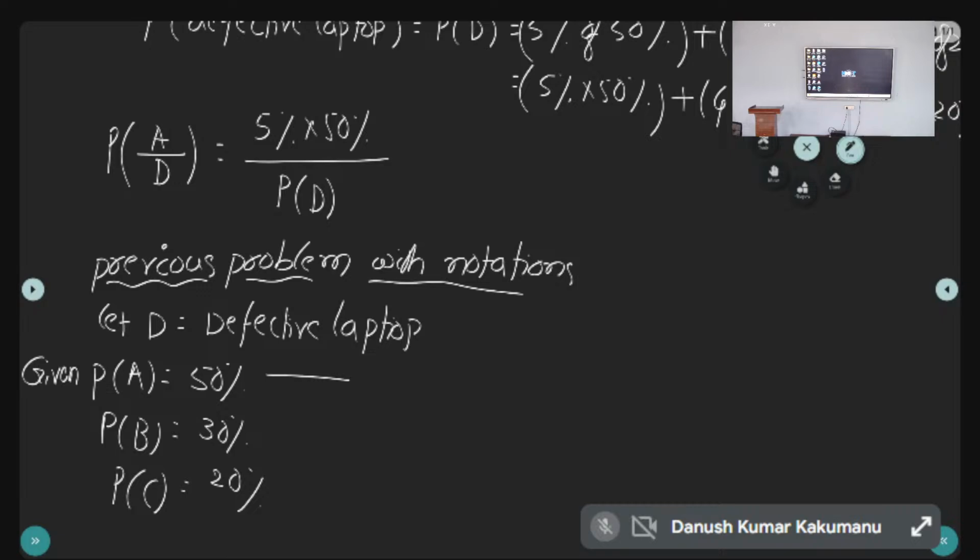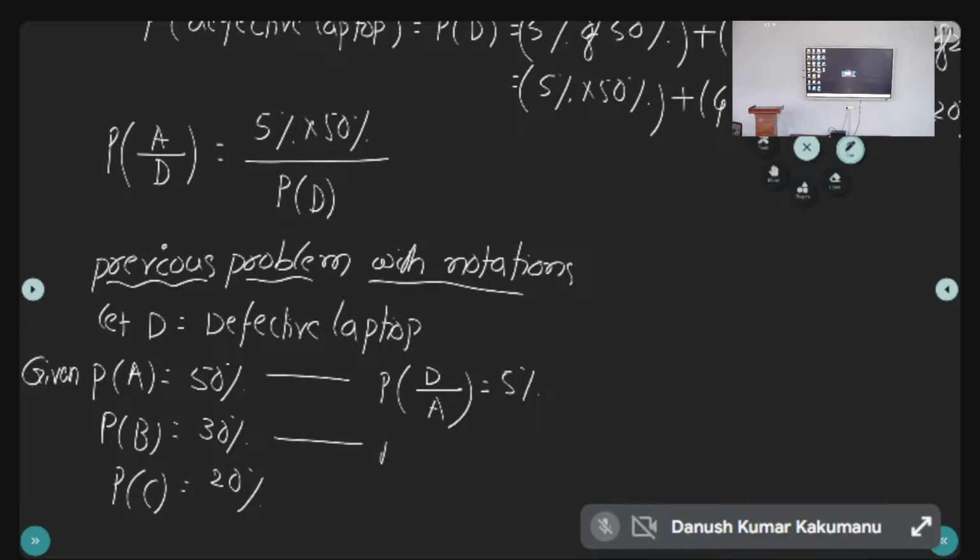How can you give a notation? Already type A are there, among the type A, defective items. Is it right or not? Among type A, those who are defective is nothing but what? 5%. Already type A are there, among them defective are 5%.